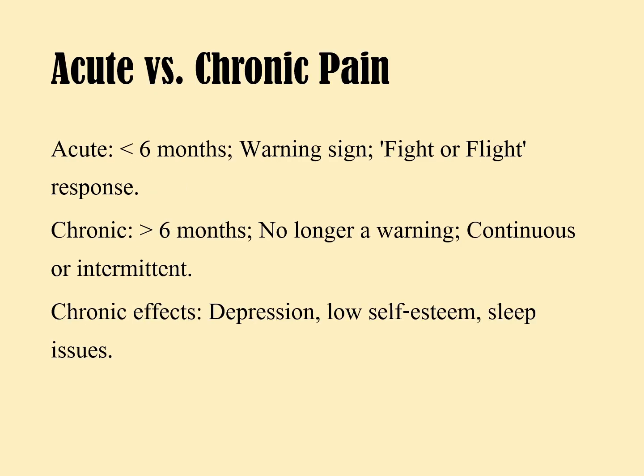Acute versus chronic pain. We classify pain primarily by its duration. Acute pain is intense and short-term, lasting less than 6 months. It acts as a warning sign and triggers a fight-or-flight response, often causing an increased heart rate and blood pressure. Chronic pain, however, lasts longer than 6 months. It no longer serves as a warning and is frequently linked to secondary issues like depression, low self-esteem, and sleep disturbances.